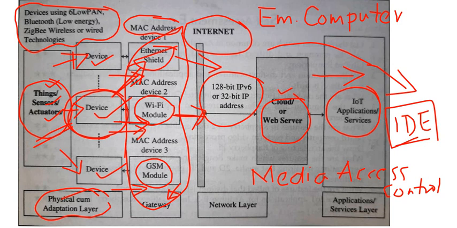Okay, so this is one simple presentation which I wanted to give you, which tells you about how the things where you have the sensors, actuators, or the devices, or the circuit boards like your device 1, device 2, or device 3, whatever we have seen here, get connected to the internet as well as the cloud or the web server, for the applications and services, right.